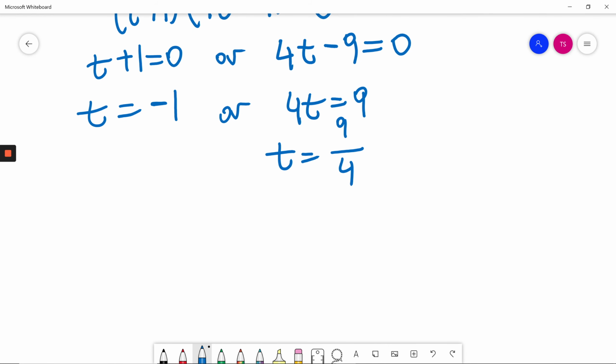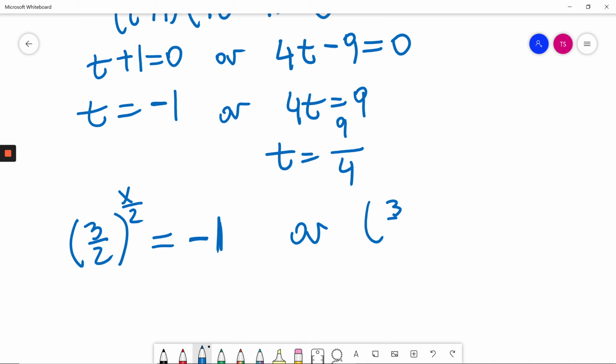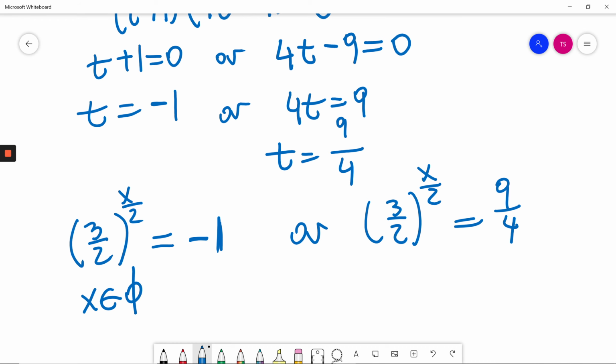Now t was 3/2 to the power of x divided by 2. So this is equal to negative 1, or 3/2 to the power of x divided by 2 is equal to 9/4. First equation, 3/2 to any power cannot be negative, so no solution. x belongs to empty set, no solutions for this equation.